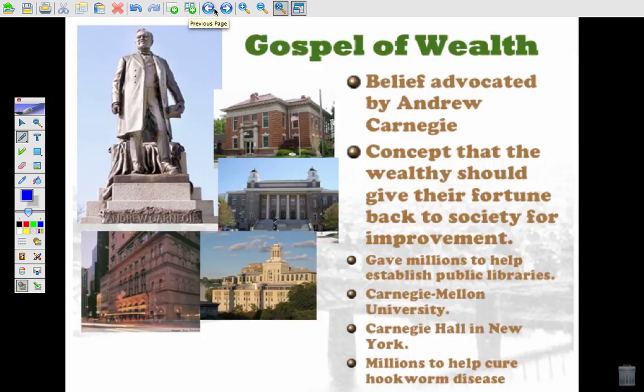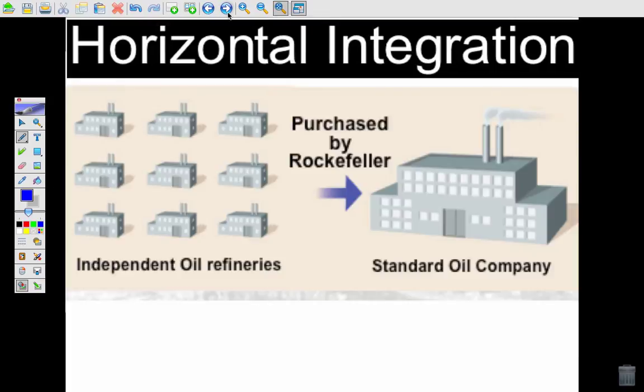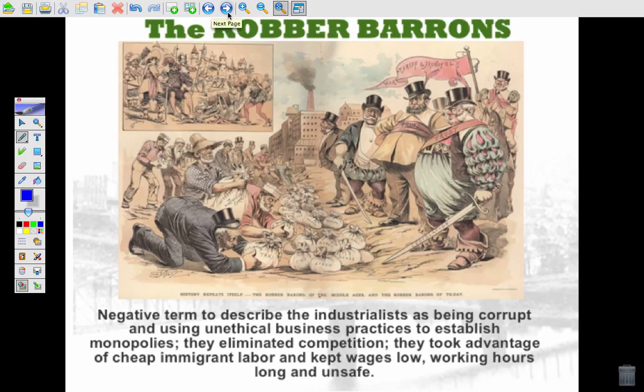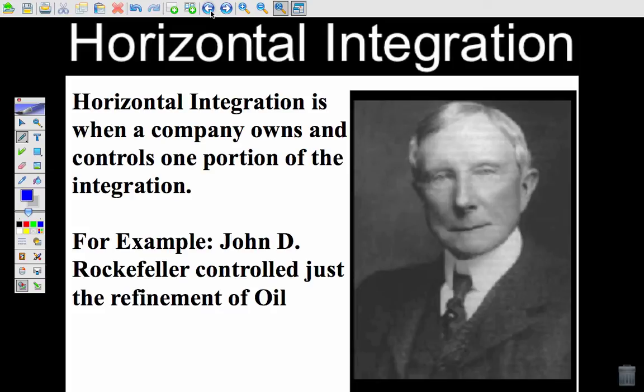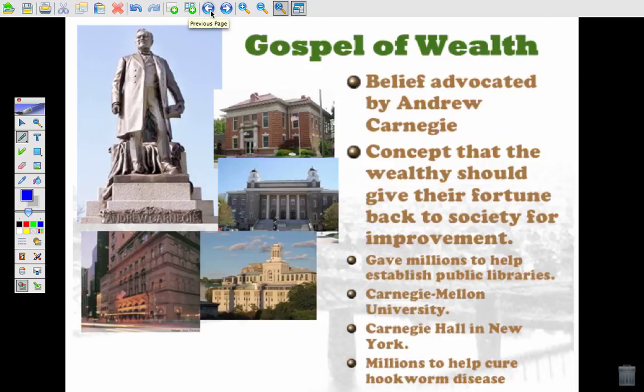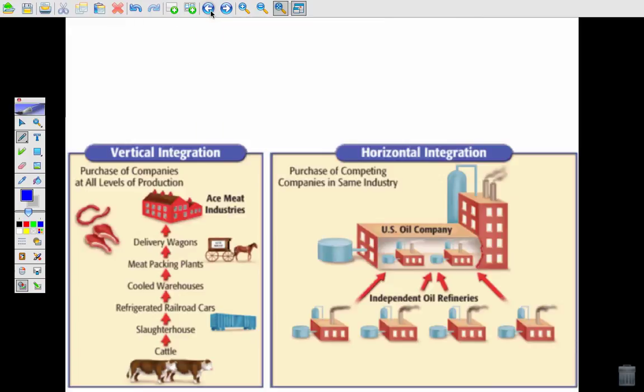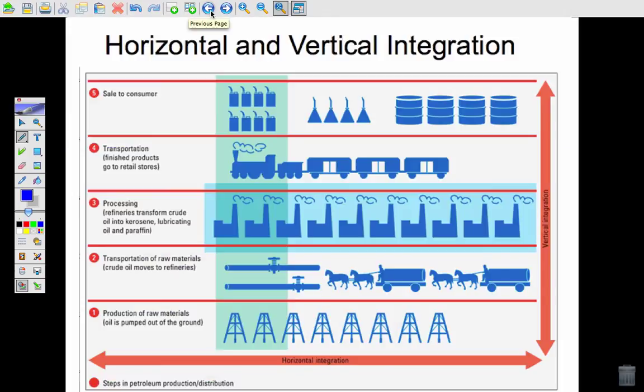All right, we will leave off here, and the next video we'll start with the Gospel of Wealth, which is here for us, chatting about Andrew Carnegie and his belief on the Gospel of Wealth, and then we're going to section into the robber barons, so that Gospel of Wealth belief into the robber barons. So this is where we'll leave off for today.